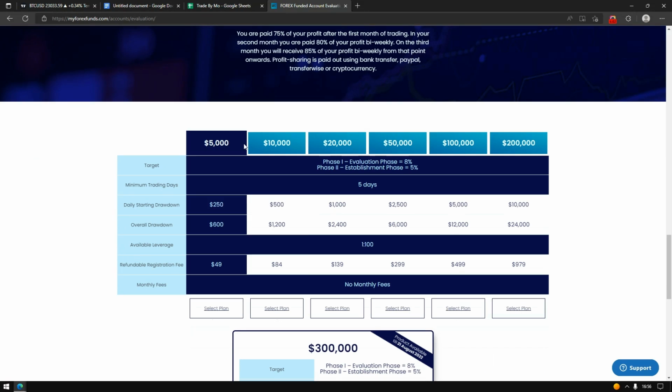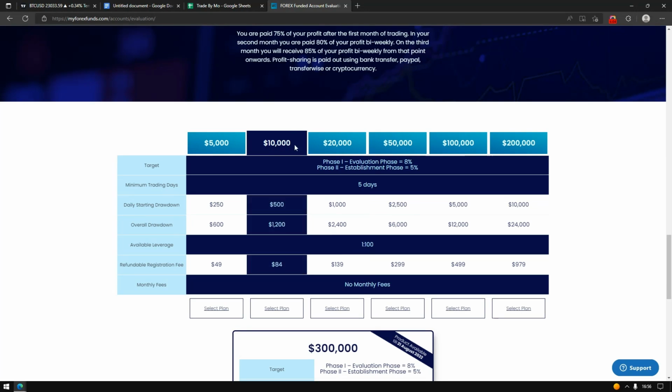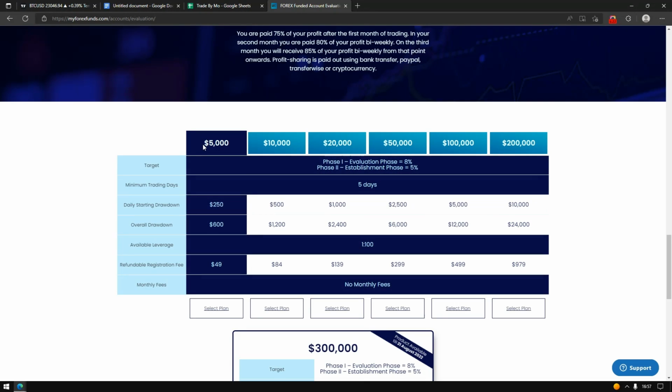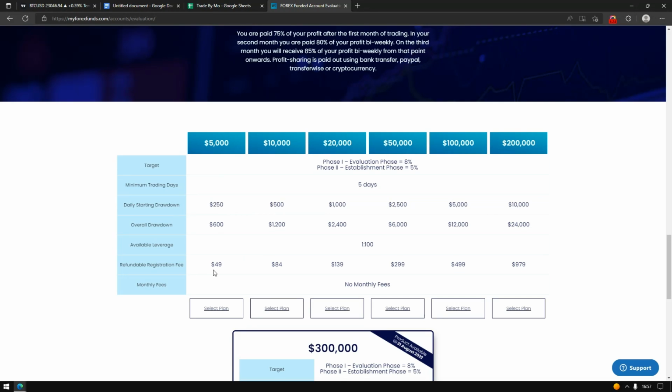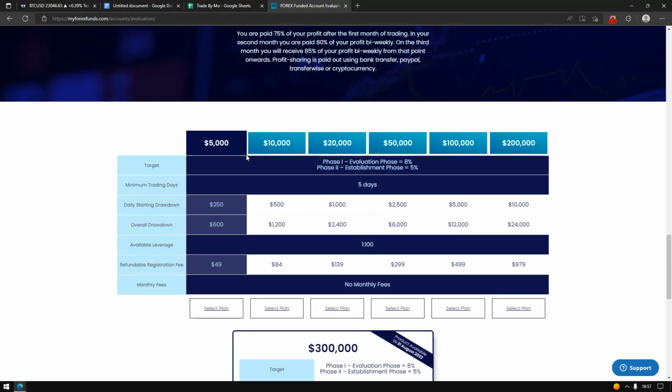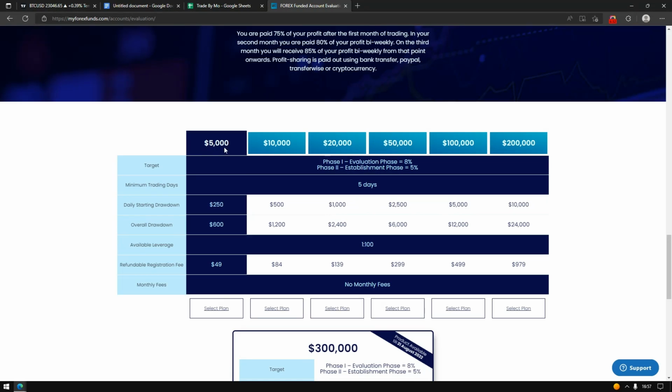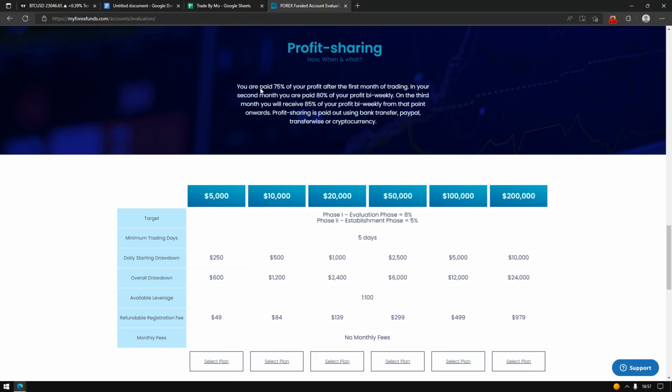But as you can see here, they have the different packages: the 5,000, the 10,000, 20, 50, 100, 200. I'm saying $49 because the $5,000 account costs $49 to purchase. And once passing phase 1 and phase 2, you'll get access to trade with $5,000. First month you keep 75%, second month you keep 80%, and then the third month you keep 85%.